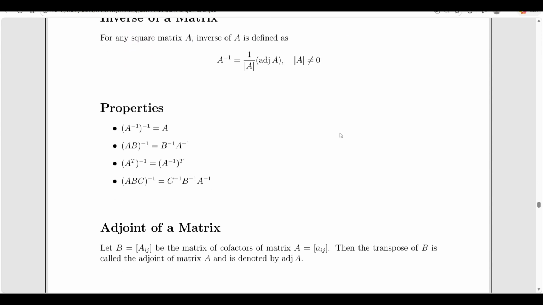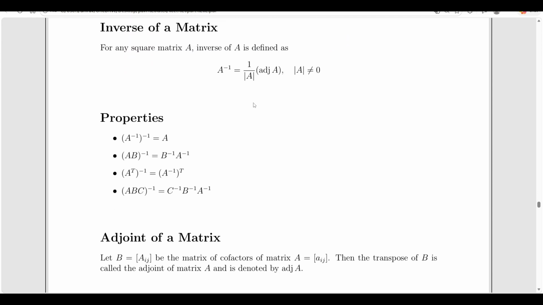So next, moving on to the inverse of a matrix, which is the formula you have learnt in your theory class: A inverse is equal to 1 by determinant A into adjoint A, provided determinant A must not be equal to 0. So what are the properties based on the inverse of a matrix? If you take A inverse whole inverse, this will be equal to A. And the product of matrices AB whole inverse will give you the reverse product, which is B inverse A inverse. A transpose whole inverse is equal to A inverse whole transpose.